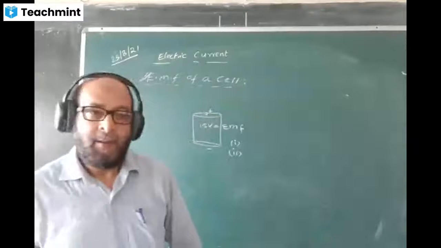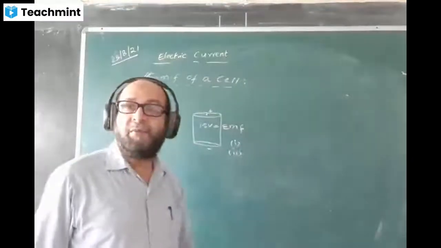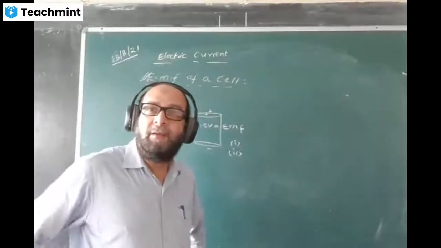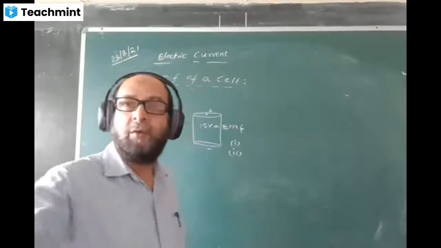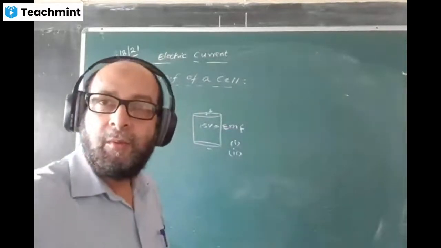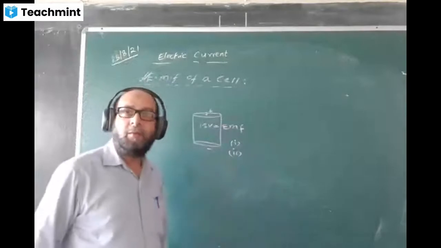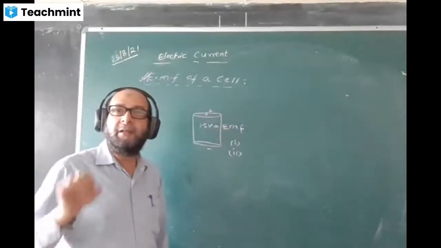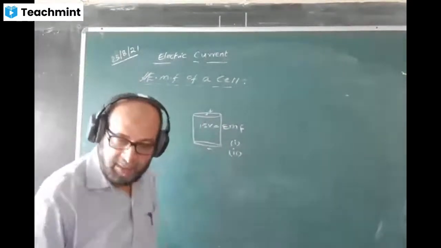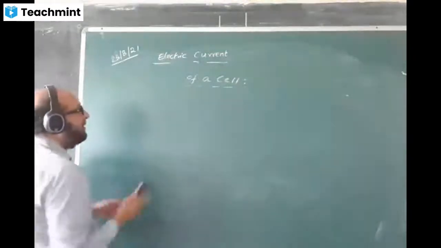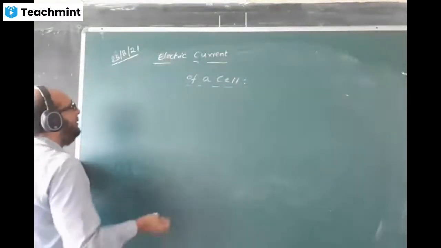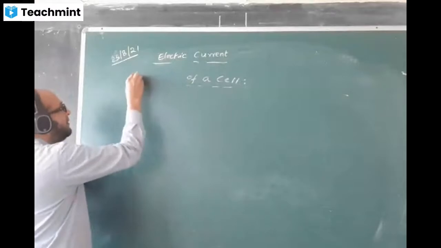Okay. Have you written it? EMF of a cell depends on nature of the electrolyte, first factor. Number two, nature of the electrode. Now, next heading we give now, internal resistance of a cell.